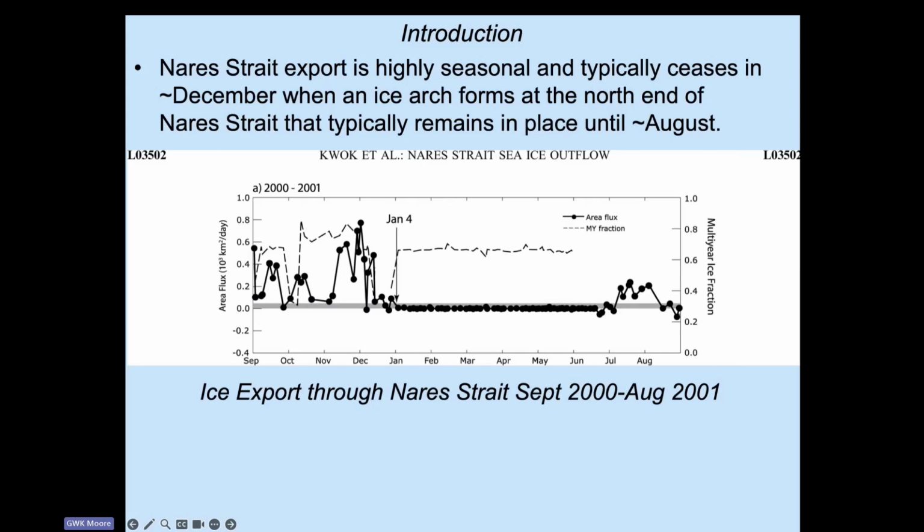Then suddenly on January 4th, the transport went to 0. It remained 0 until July when it picked up again. So this essentially was the formation of the arch. And we think that both the formation of the arches and also the collapse of the arches are driven by wind events. And so it's important to understand the wind events along Nares Strait, because they control the formation and the breakup of these arches.